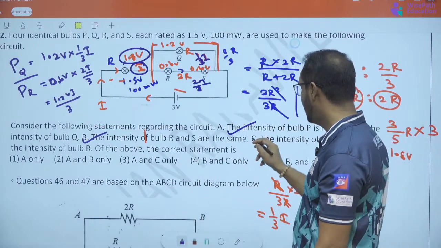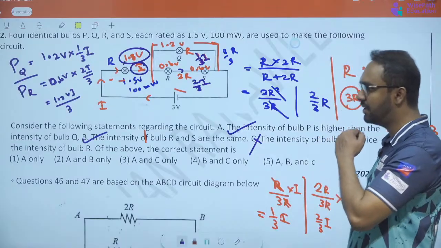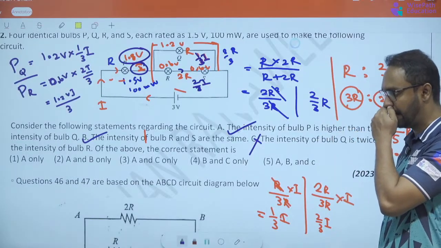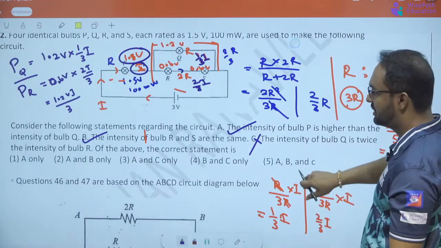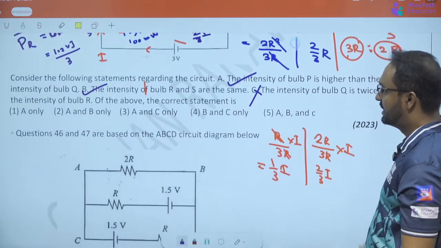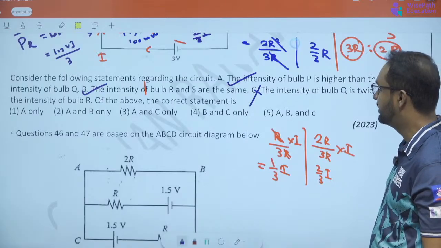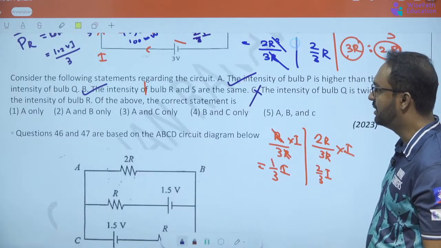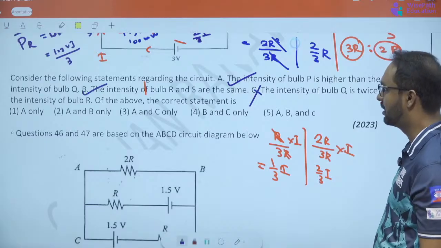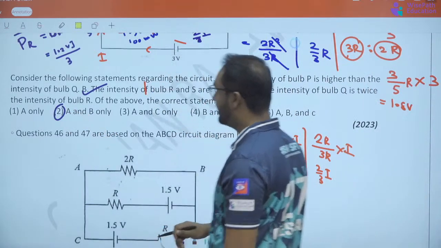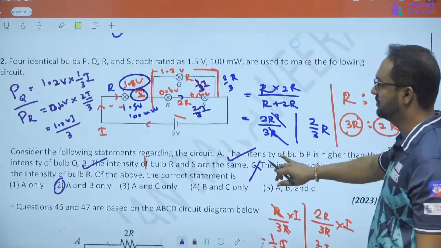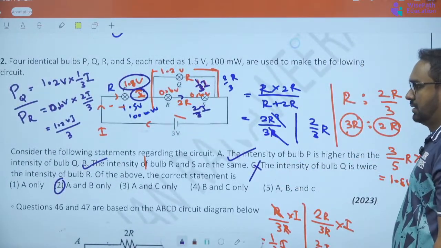So the last statement is wrong because they have the same intensity, isn't it? So the statement C seems to be wrong. So A and B only are correct, right? Only A and B are correct. I hope you understood it, right?